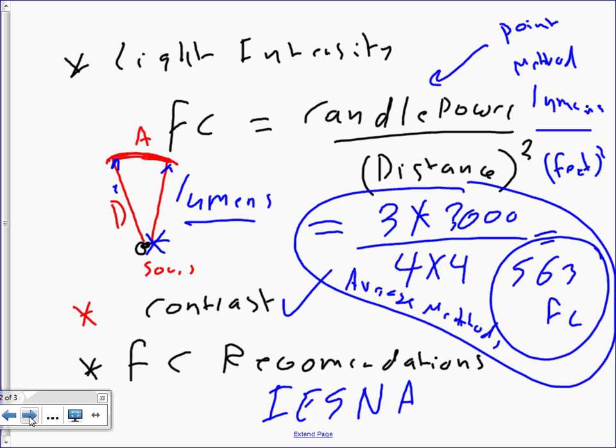Light intensity. Now this is where I want you, if you guys are sleeping, I want you to wake up. We'll talk about this one.